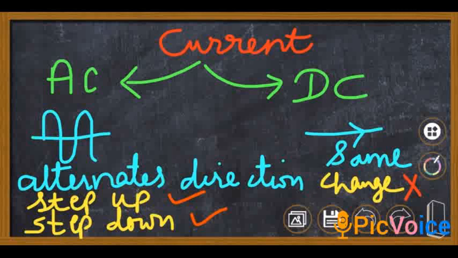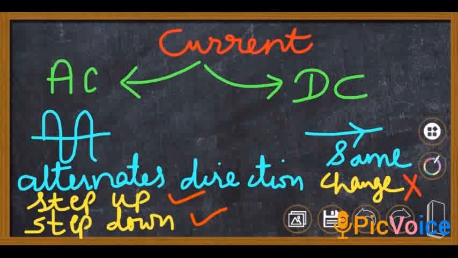If you generate AC current at say 11 kV, then if we want, we can increase the voltage. If we want, we can decrease the voltage also. We have got transformers for that. They are known as step up transformers and step down transformers. If you are increasing the voltage, it is known as a step up transformer. If it is decreasing the voltage, it is known as a step down transformer.